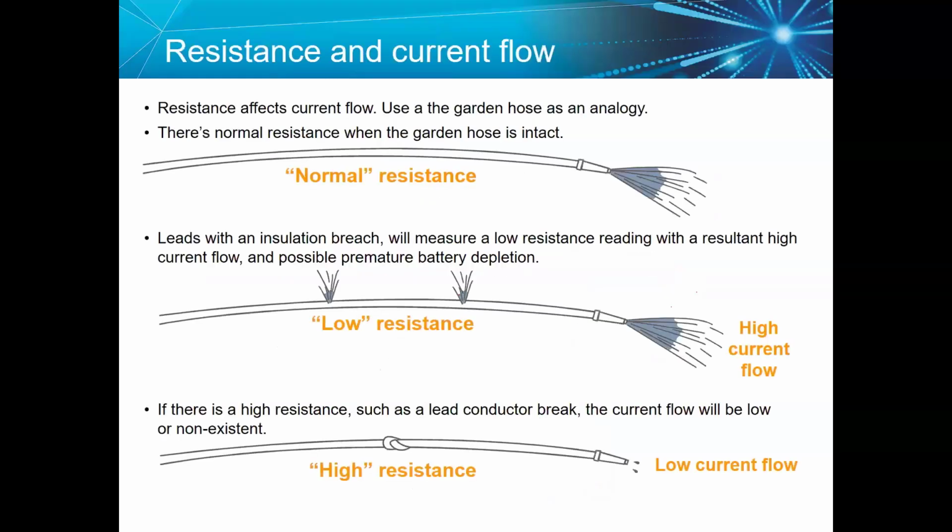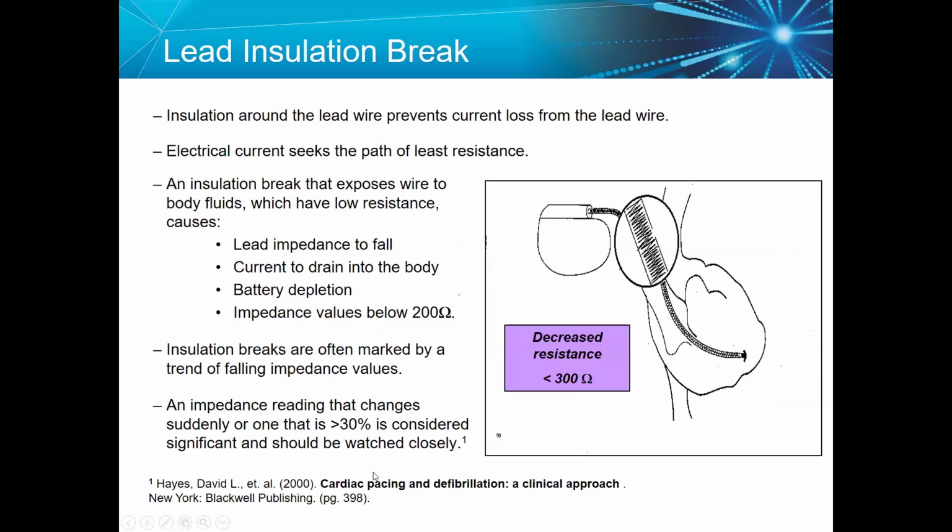As we know, impedance reflects resistance to current flow. Resistance affects current flow. Use the garden hose here for normal resistance. Okay, here low resistance means something resembling an insulation break, and here fracture means high resistance. Okay, lead insulation break first.